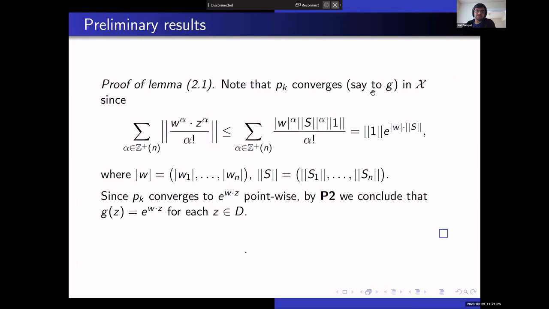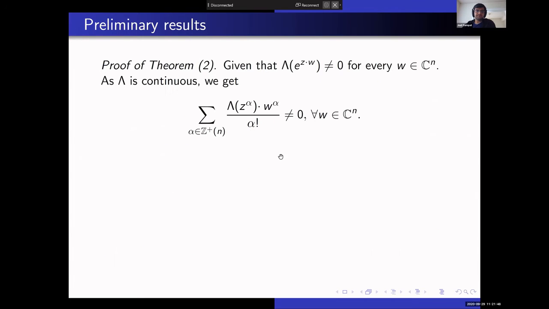But if it converges to G in X, then by P2, pk converges to G pointwise. And the pointwise limit of the truncation of the power series is e to the wz. So combining those two, we can show that it converges to e to the wz. So with that in mind, we now prove theorem 2.